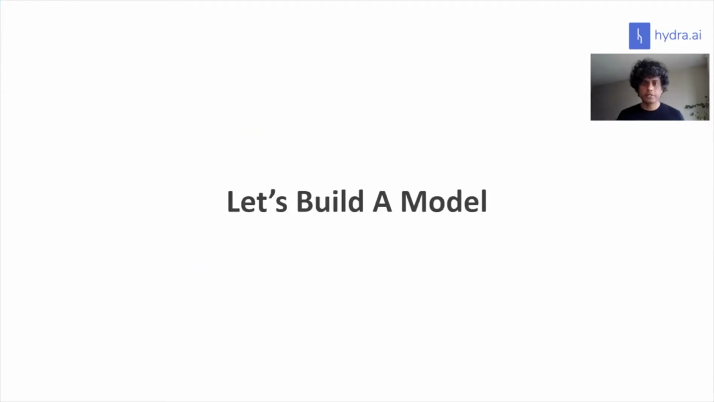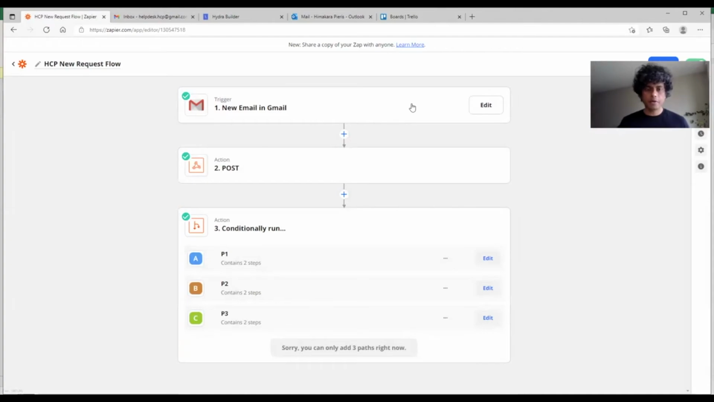Great, let's go build the solution. There are two components to the solution. The first component is doing the workflow configuration using Zapier. The second component is using Hydra to build our no-code AI model and the API. Let's look at our Zapier configuration.